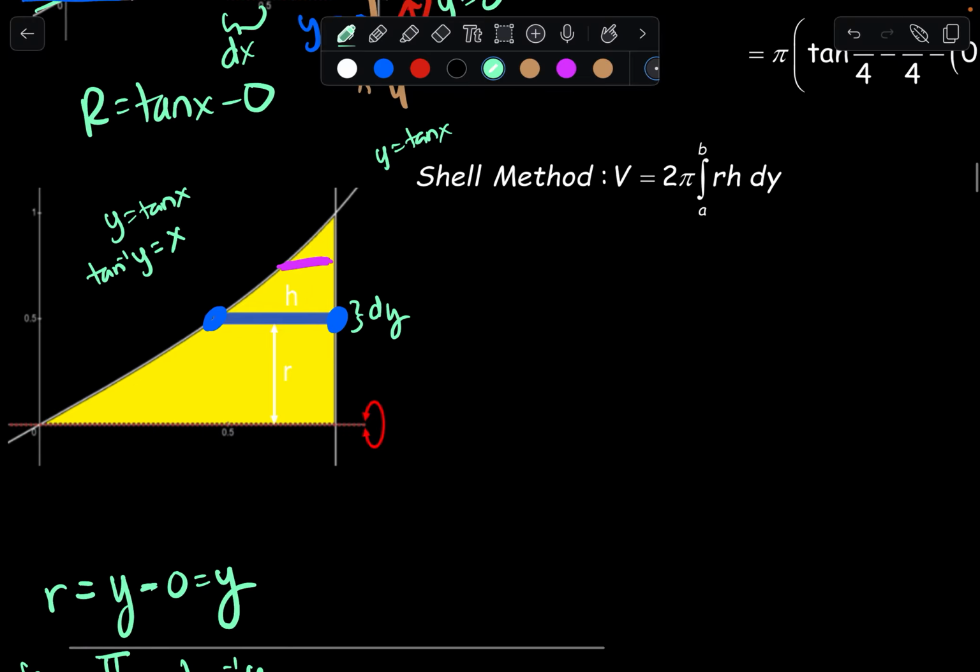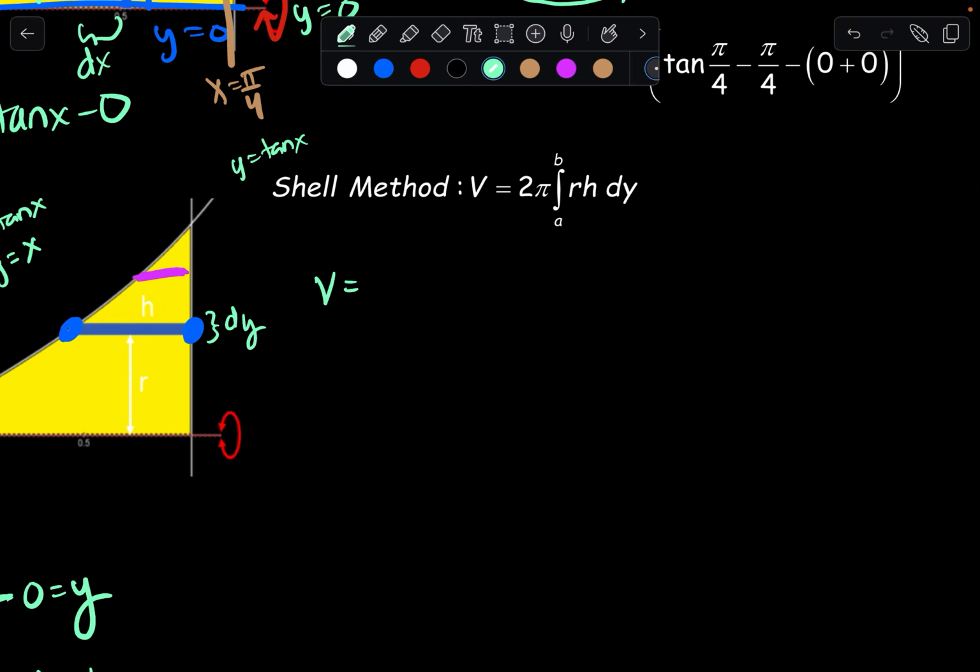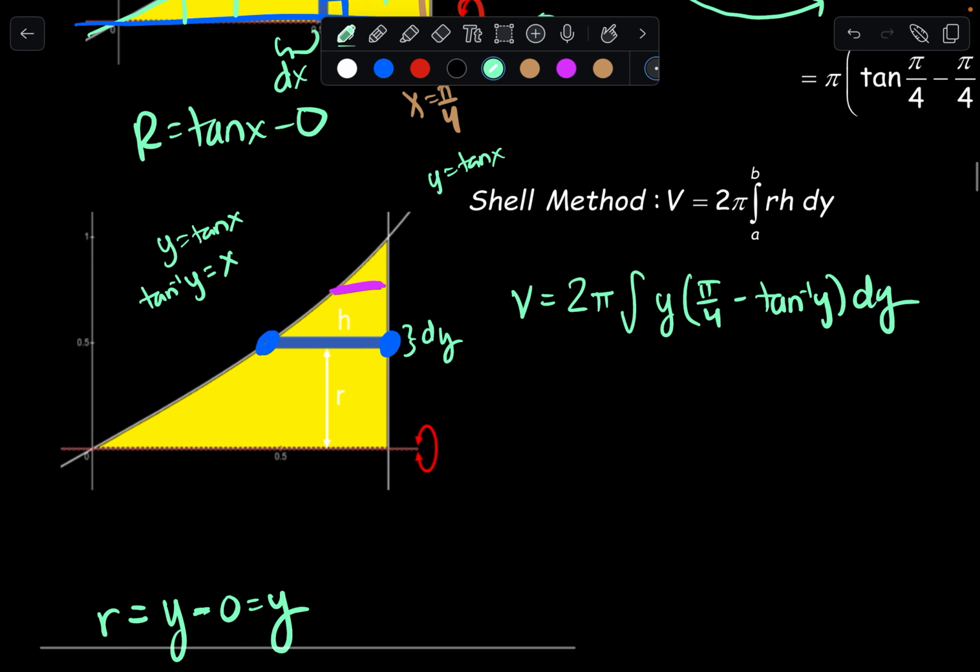So we have our r, we have our h. Let's go ahead and set this up. So we're going 2 pi integral from a to b. Our radius is y. And then our height is going to be pi over 4 minus inverse tangent of y, and we're integrating with respect to y.